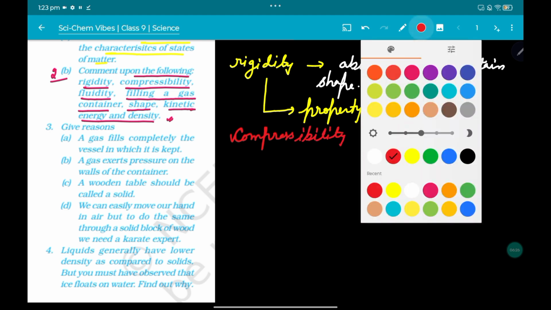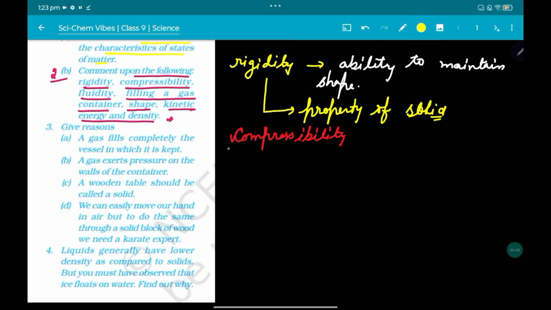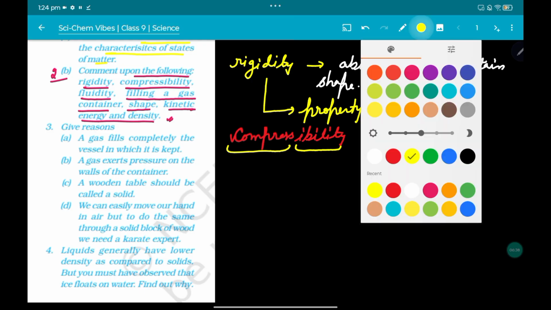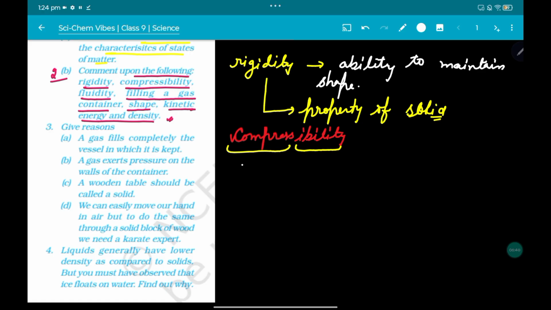In a simple way, we can say compressibility is the ability to compress. Compress means the ability to decrease the volume when pressure is applied.